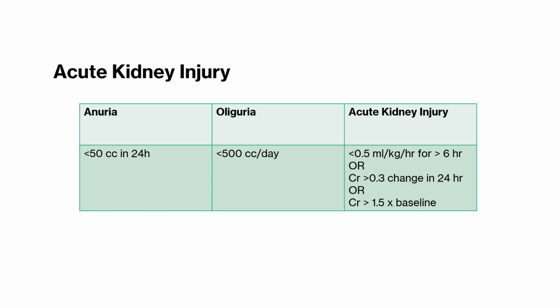And AKI, you're going to have 3 different indications that will lead you towards the diagnosis of AKI. Less than 0.5 mL per kg per hour for greater than 6 hours, or creatinine increase greater than 0.3 in 24 hours, or creatinine greater than 1.5 times the baseline. Now, I know some of you are aspiring nephrologists, and you guys use a more specific staging, like greater than 1 times the baseline would be stage 1, greater than 2 would be stage 2, and so on and so forth.